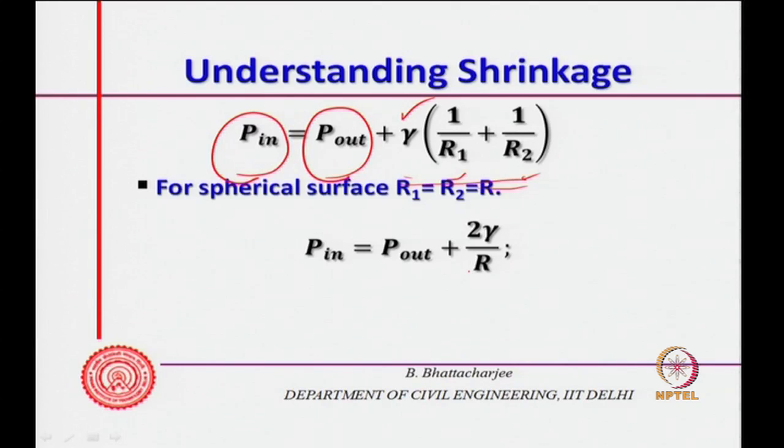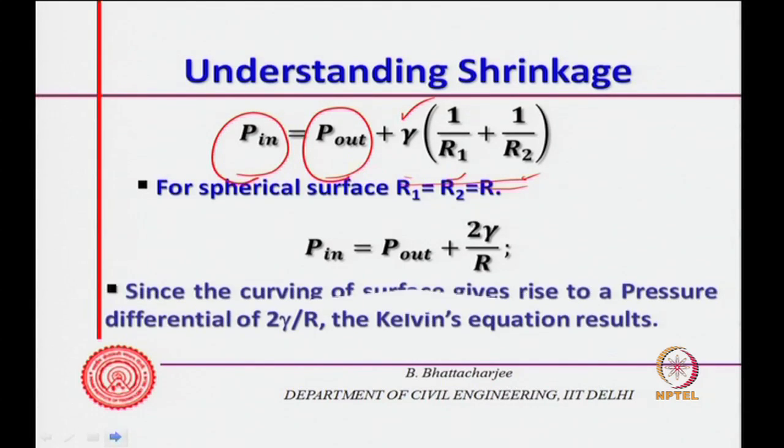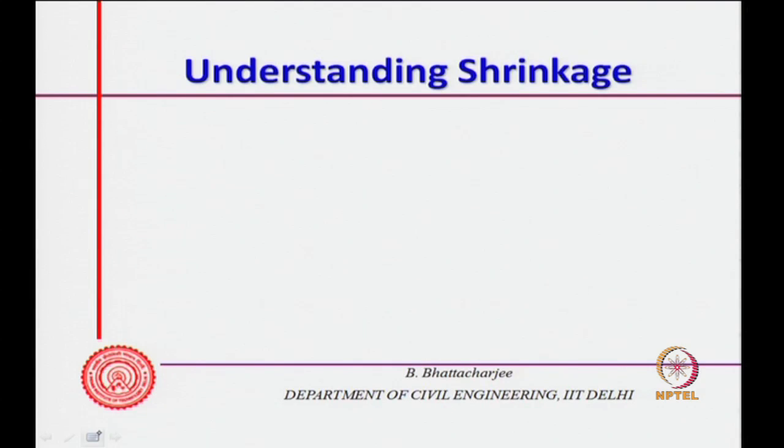This excess pressure will result in a change in the vapor pressure, because if you apply a pressure, there is a change in the vapor pressure as well, and this gives rise to Kelvin's equation. Since the curved surface gives rise to a pressure differential of twice gamma by R, it results in Kelvin's equation, which is a model for the equilibrium pressure at the interface of liquid and its vapor.